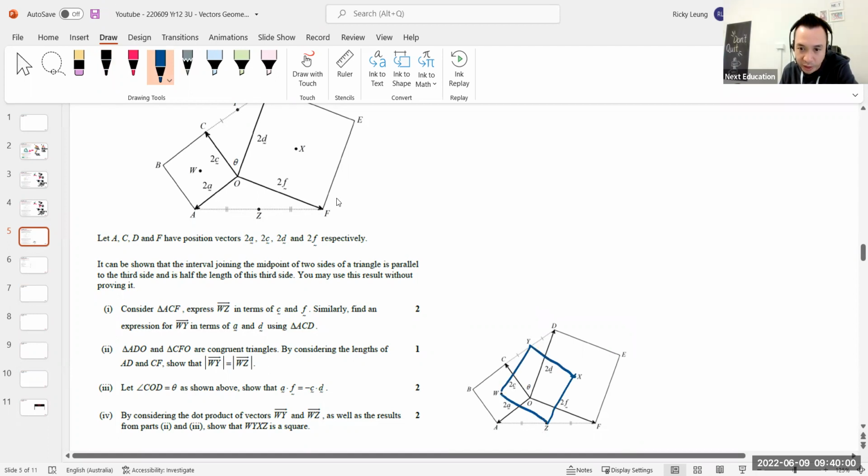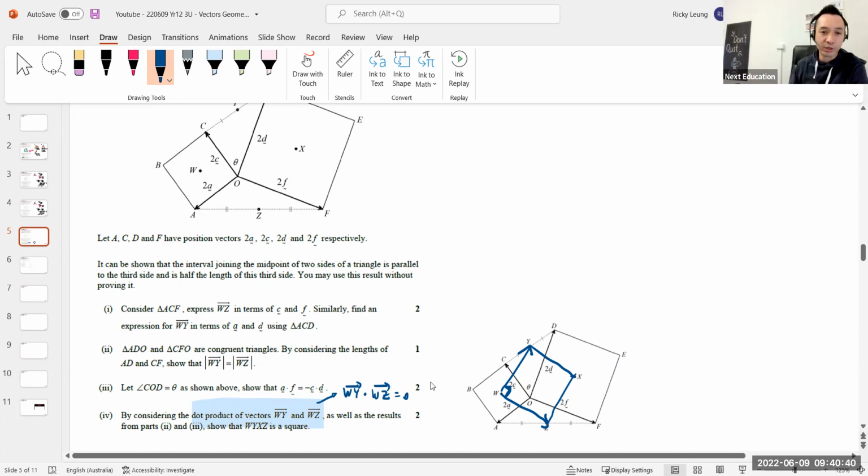Now, all we really need to do, if you think about it, we know it's a parallelogram, it's given to us. To prove it's a square, by considering the dot products, I say this to my students, whenever they talk about dot products, they talk about angles. In this case, I need to prove that this is a right angle. If I can prove it's a right angle and it's a parallelogram, it has to be a square. What am I trying to say? They want me to prove that the dot product of WY and WZ is 0, by using everything above.